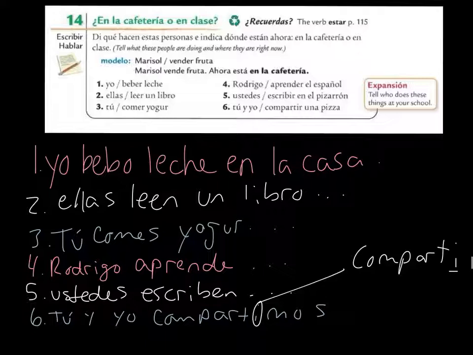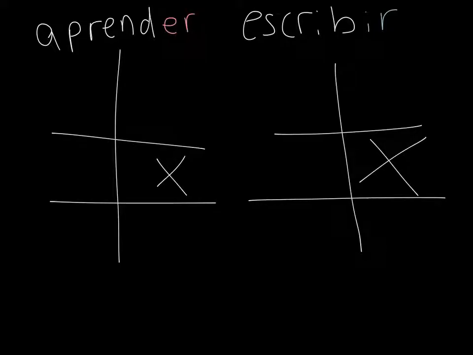Now, just to quickly review what you've learned, please complete the 2 verb charts conjugating 2 verbs, one ending in ER and the other ending in IR. So we have the verb aprender and escribir. Go ahead and conjugate these 2 verbs, but pause the video in order to check your answers afterwards. So pause the video now.